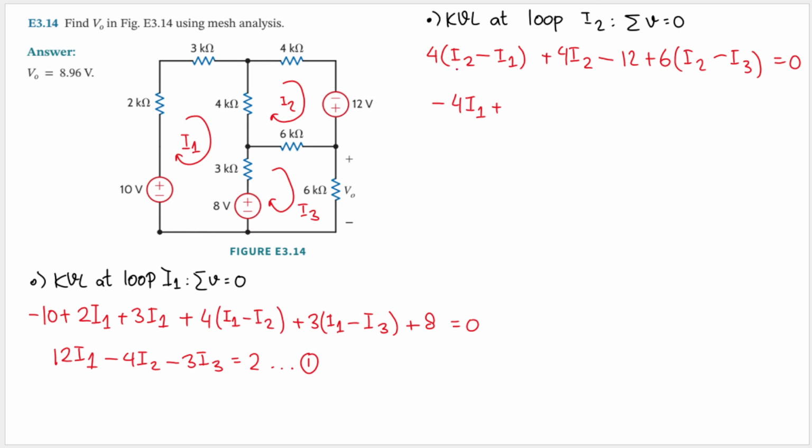And then I2 comes from 3 places, 4 plus 4, and then plus 6. We will have 14 I2, and I3 only comes from here, so we will have minus 6 I3. And the constant term here, minus 12, only came from here. Let's move that to the right hand side, so that will equal 12. Okay, now let's set this as equation number 2.